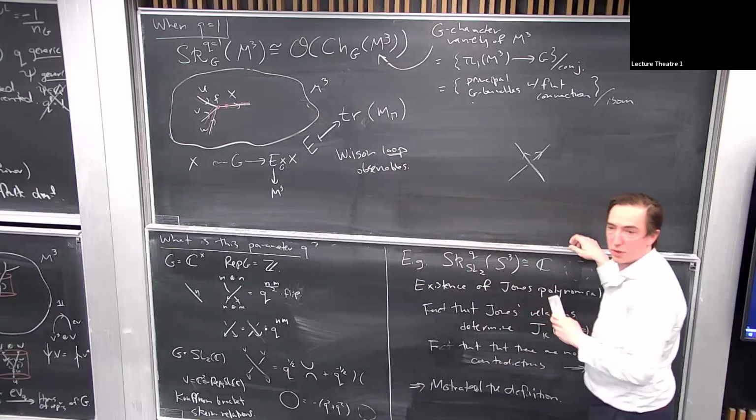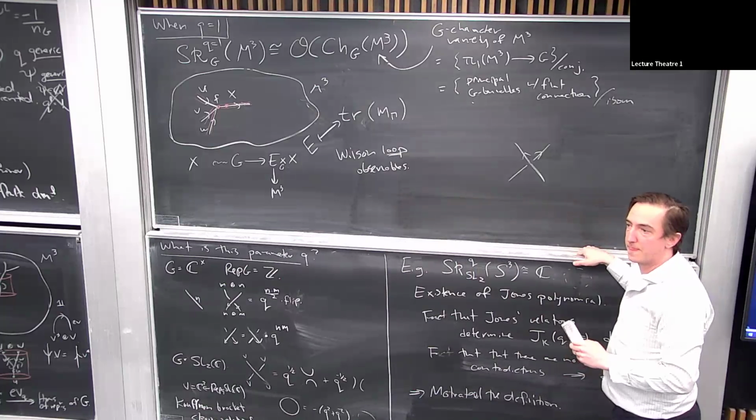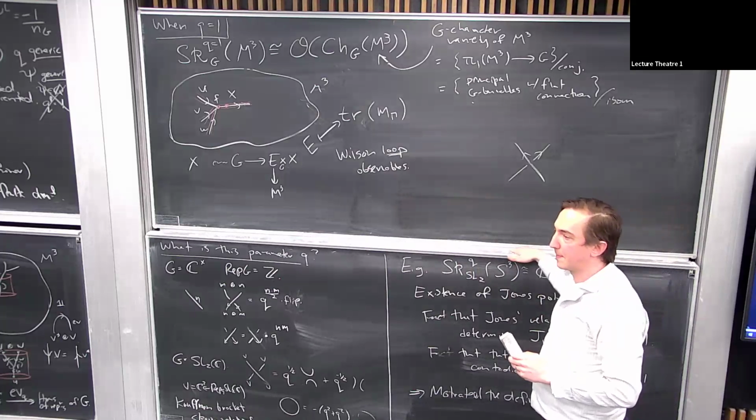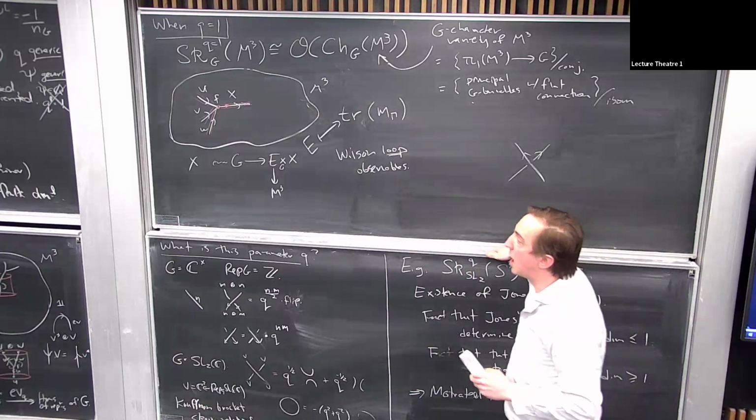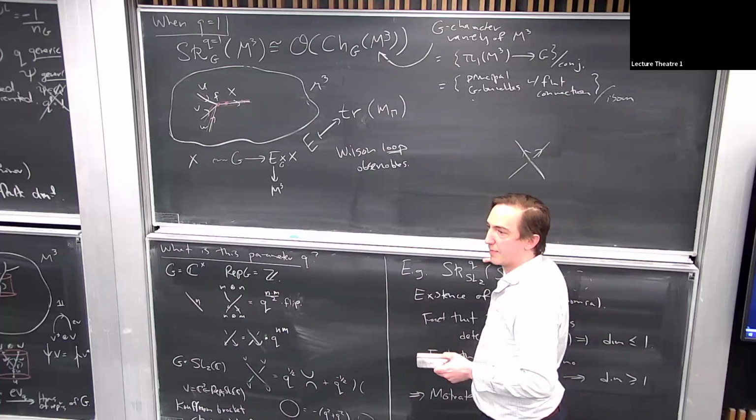I'm happy to take any more questions before I move on. Do you know if the generic dimension is not 0 or 1? Yeah, okay, I'll give some examples. I'll give a bunch of examples in a minute.